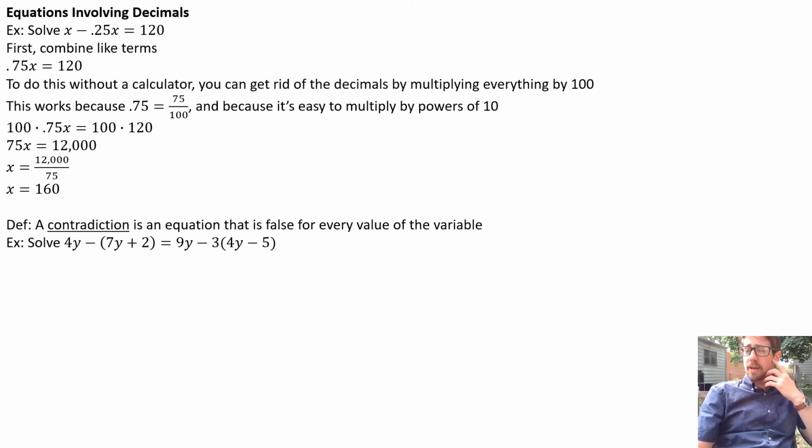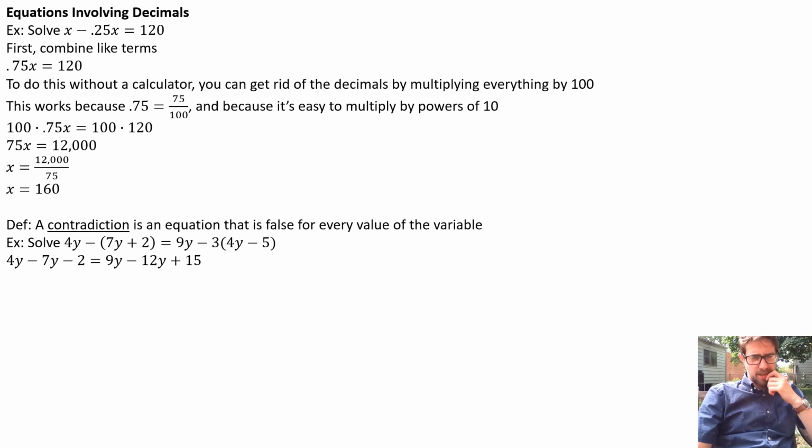So let's do an example, and then when we get to the end, we'll see how we know this is a contradiction. So the only way to know is just to proceed. So just start solving this equation like you would anything else. Get rid of the parentheses using the distributive property. So the left-hand side is going to be 4y minus 7y minus 2. And then the right-hand side is going to be 9y minus 12y plus 15.